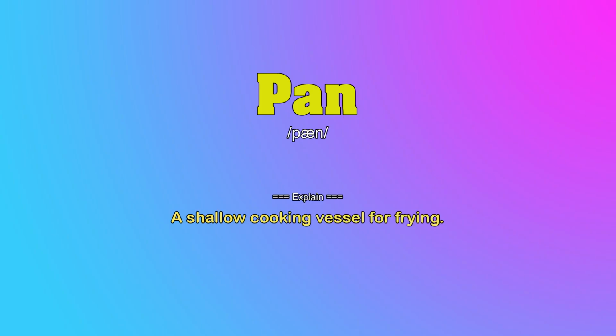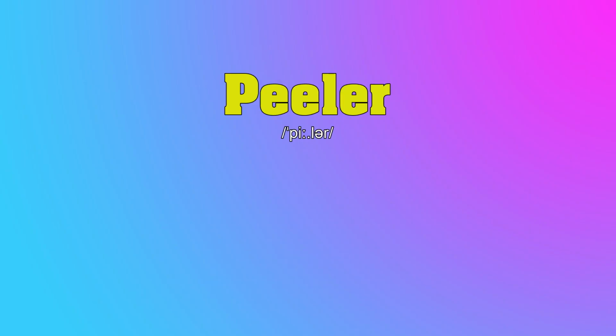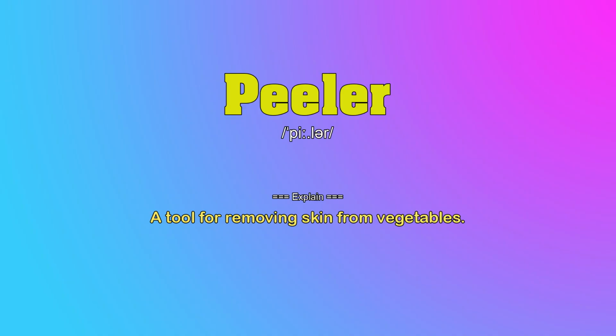Pan. A shallow cooking vessel for frying. She cooked eggs in a pan. Peeler. A tool for removing skin from vegetables. He peeled potatoes with a peeler.